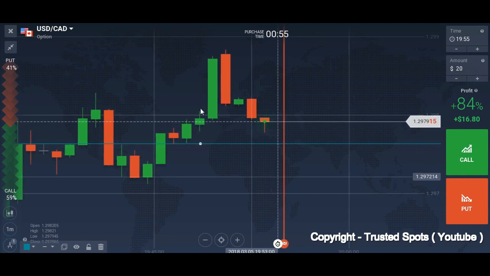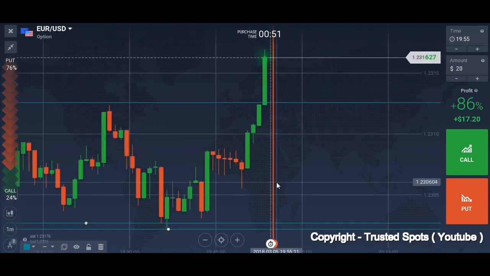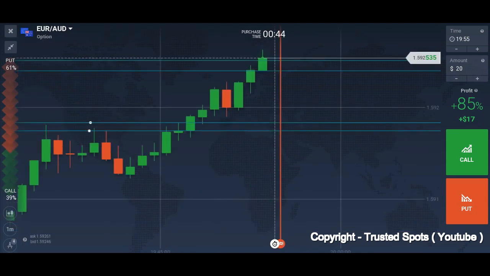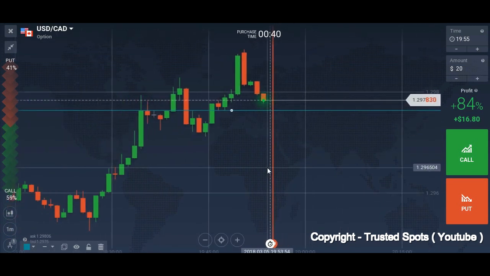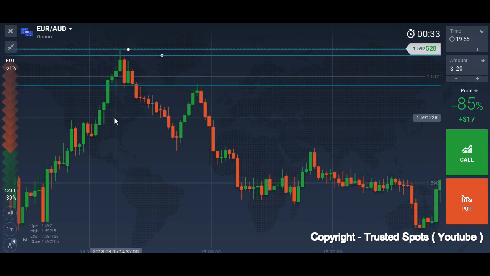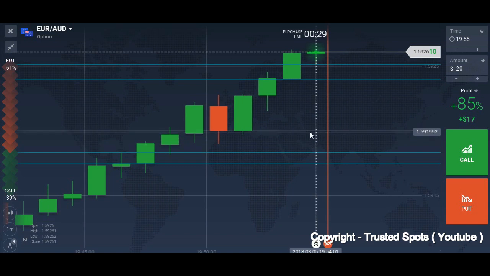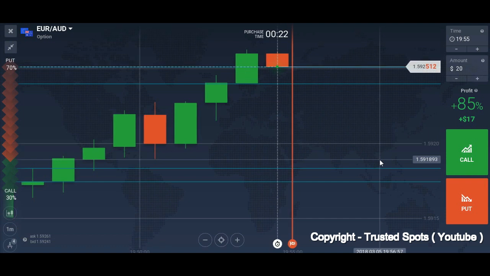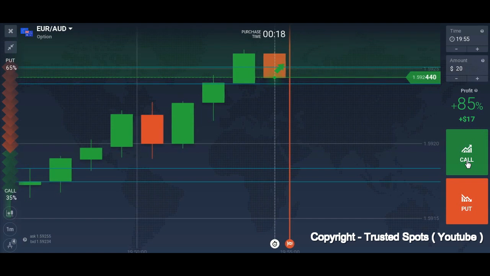Okay, here we have a breakout, which I was expecting. Same story here. Okay, let's wait here. It will take some time. And here, okay, this is an extreme level. And this seems a breakout. And I will place my trade in the direction of trend.